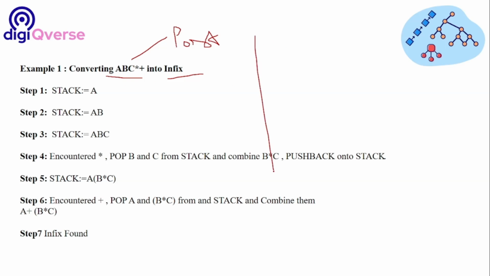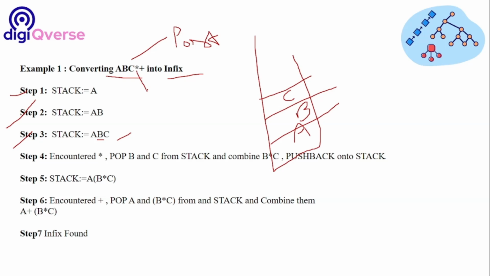As we know very well, this is my stack. First of all, we have three continuous operands here. So I put A inside, B inside, and ultimately C inside. These three operands are stored inside the stack, which covers step 1, step 2 and step 3, and finally in step 3 we have the stack A, B and C. Of course, right? After that we have to find the operator, which is star.